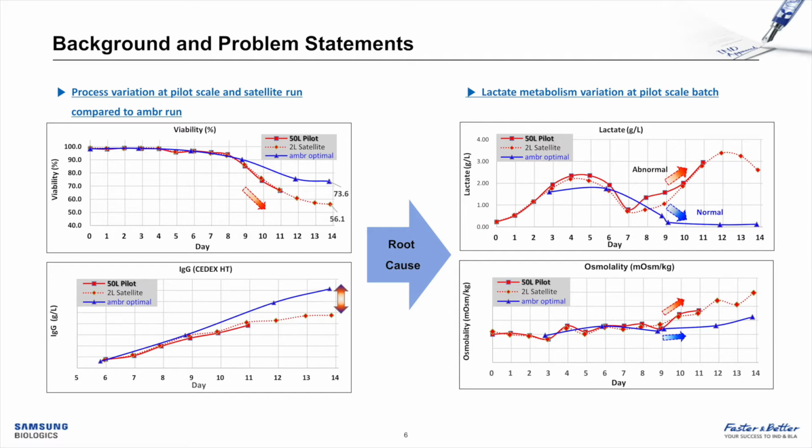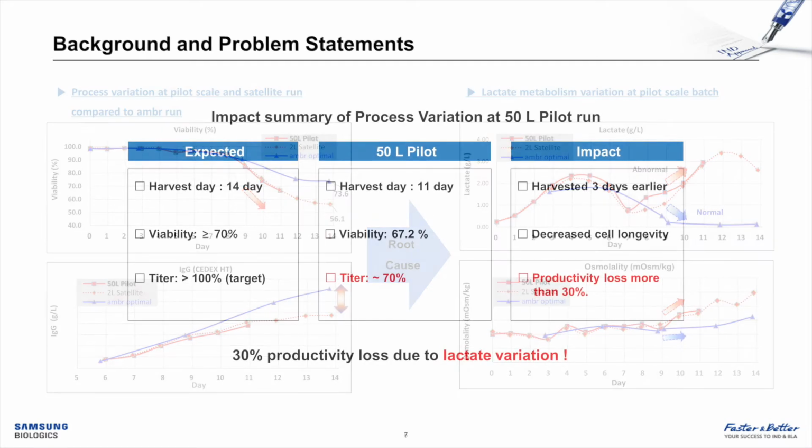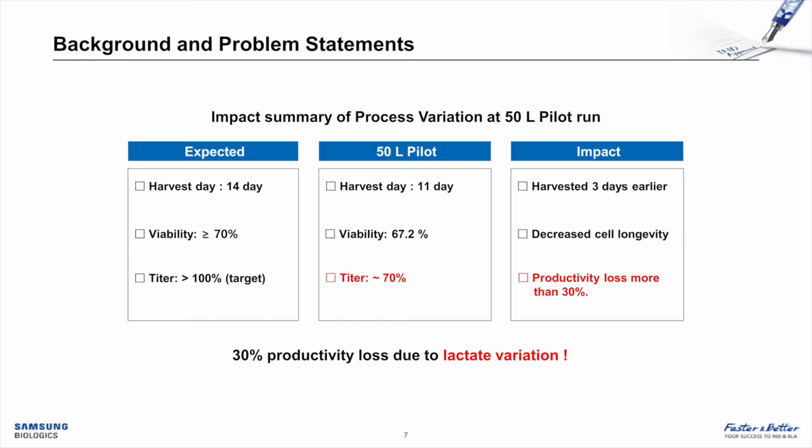Looking closer at the result, the viability shows sudden decrease from day 9 in 50-liter pilot scale. Lactate re-accumulation and osmolarity increase occurred after day 9. As the impact of malfunction of 50-liter scale, viability went down more quickly than expected, so early harvest was done at day 11, then day 14. Finally, productivity was 30% below.